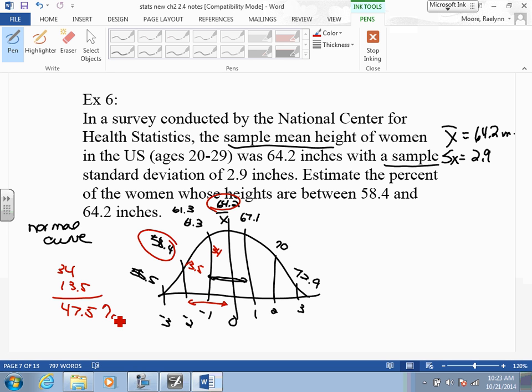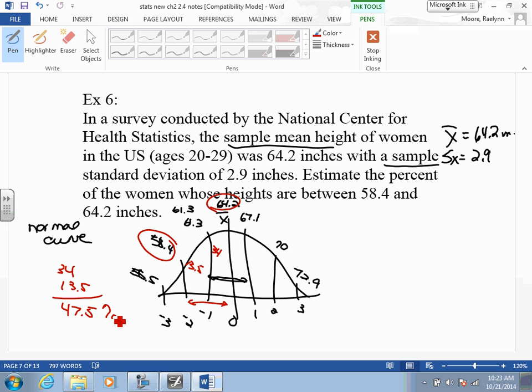47.5% of your women's heights will fall between 58.4 and 64.2 inches. Now, I'm going to give you the chart that you had from your regions. It is the same exact empirical rule, so that you can have one with you. By the end of next week, you won't even need to know that anymore because we convert everything to a z-score.